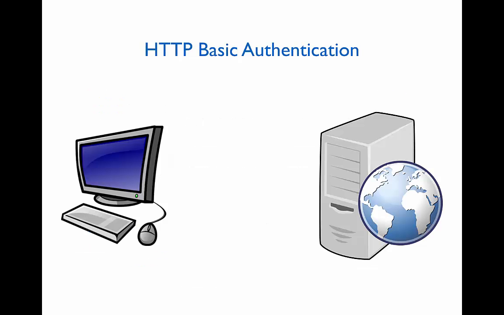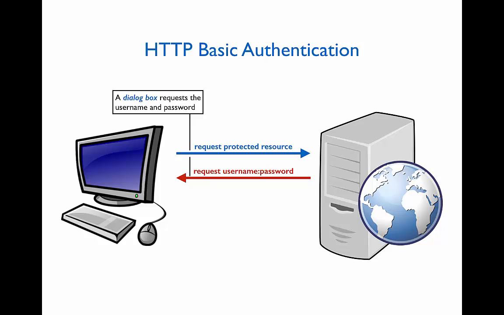Here's a visual representation of the basic authentication mechanism. The client requests a protected resource from the server. The server determines that access to the resource is protected, so it asks for a username and password. On the client side, this request appears in a dialog box rather than a web page. The client fills out username and password and submits the dialog box.